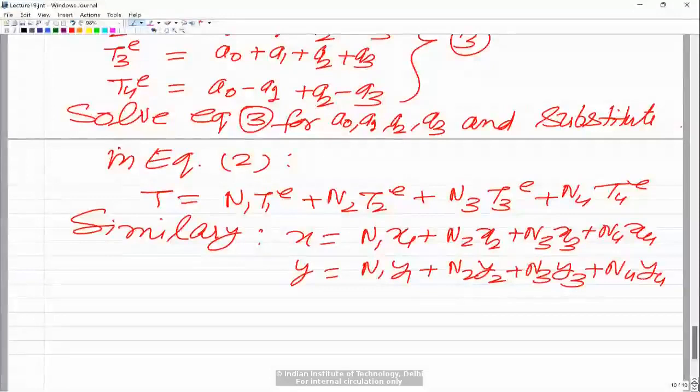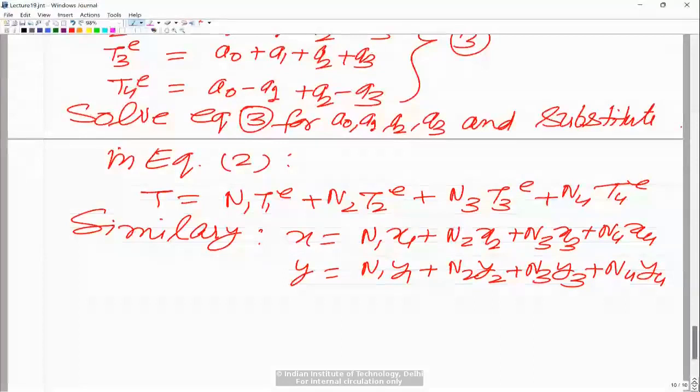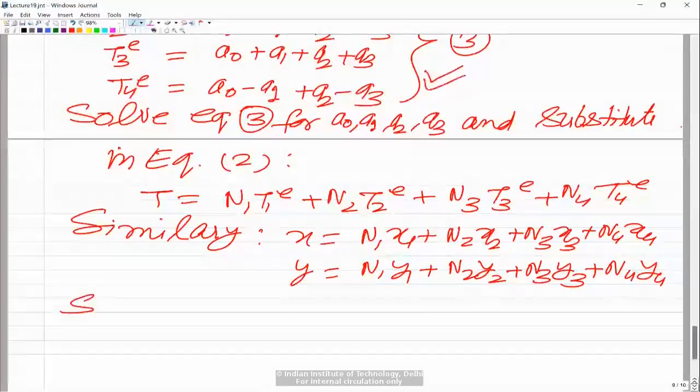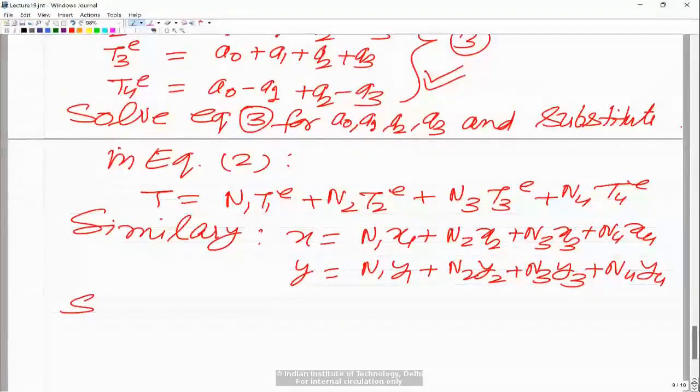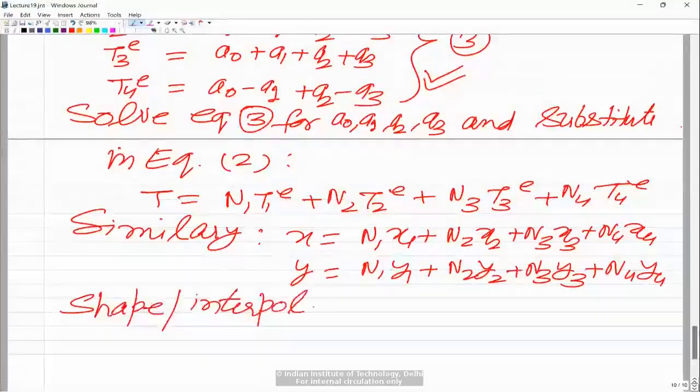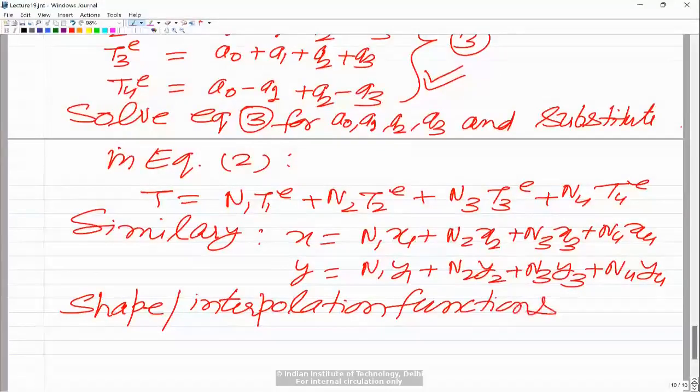Now I need to write basically the shape functions. So let me define these shape functions. How I'm going to define the shape functions I will explain. So rather than finding out the solution of this equation and then putting back in equation 2, we can directly write the shape functions. So I'm going to tell you how to directly write the shape functions. So if you look at the shape or interpolation functions, these are Ni, that is N1, N2, N3 and N4.